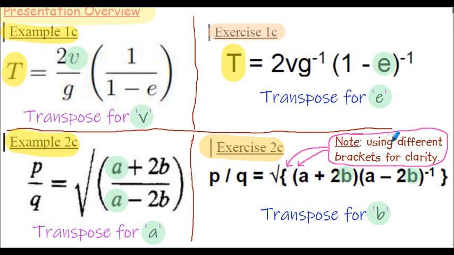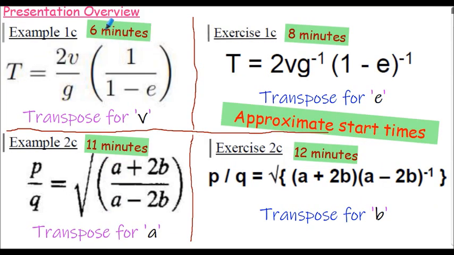Just note within the presentation I've used different styles of brackets within some calculations to aid clarity. So for example here, my outside bracket is shown in this style, but the inside brackets have a more conventional style. You do not need to use these different styles of brackets, but I'm just trying to use them here to aid clarity of the transposition process. And here are the approximate start times related to these various examples and exercises, but please note these times are rounded to the nearest minute.